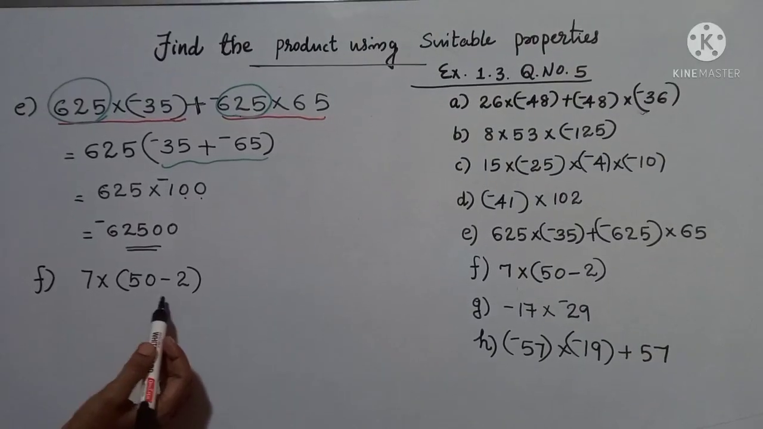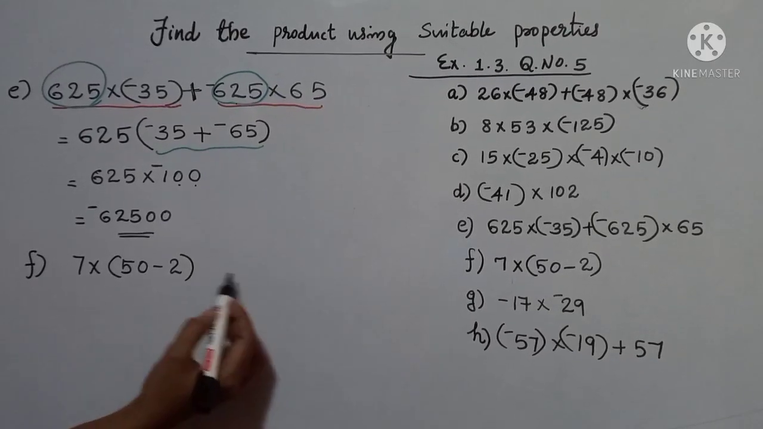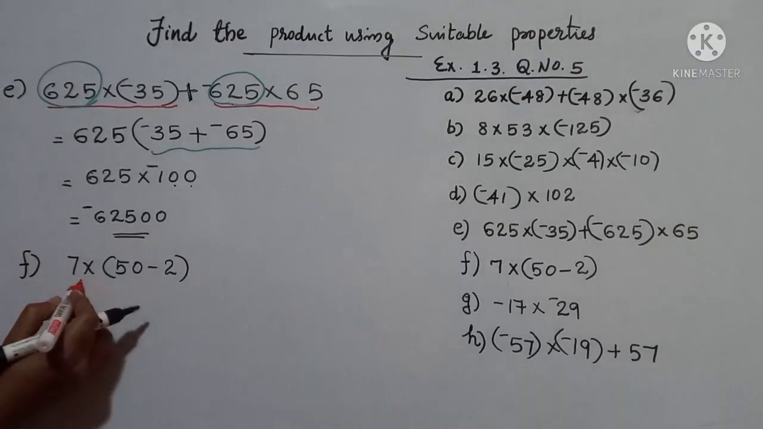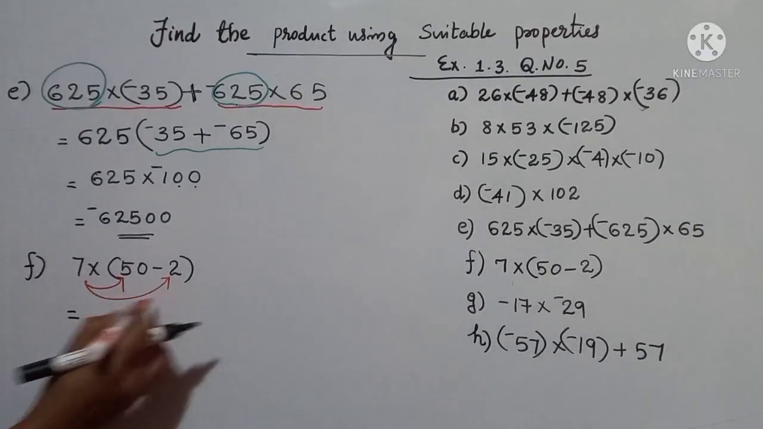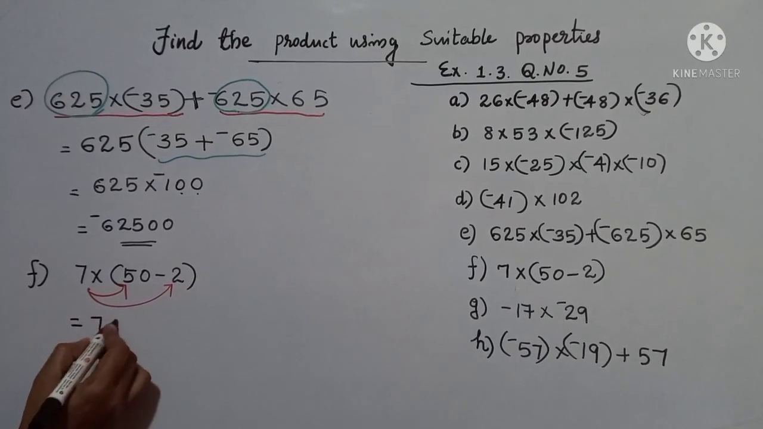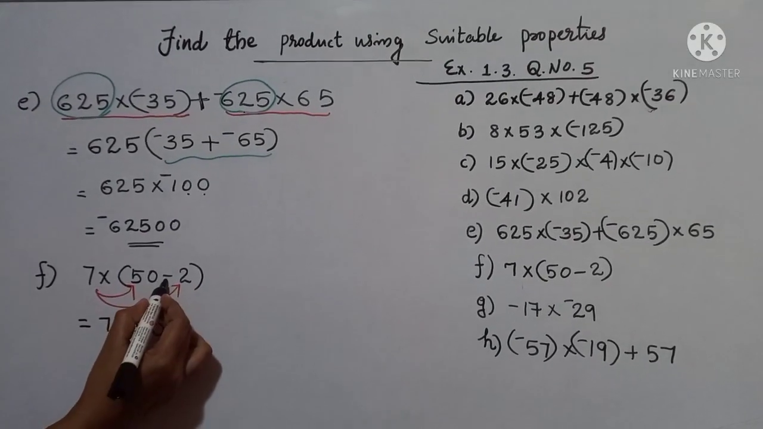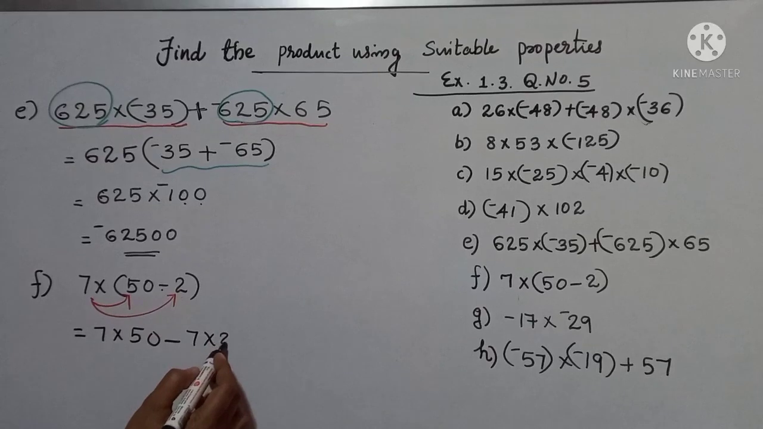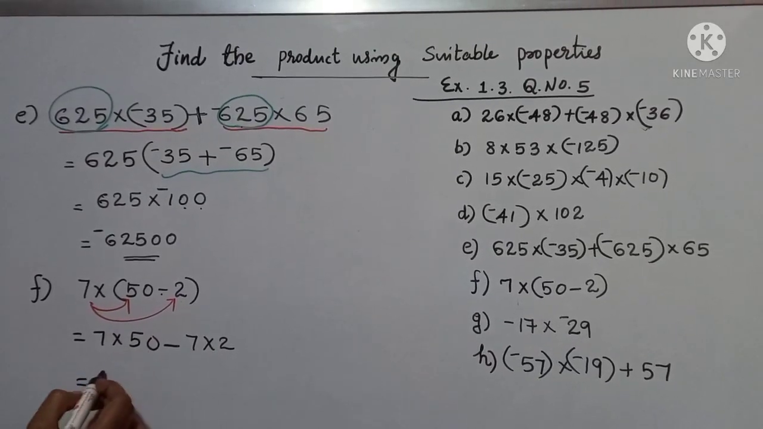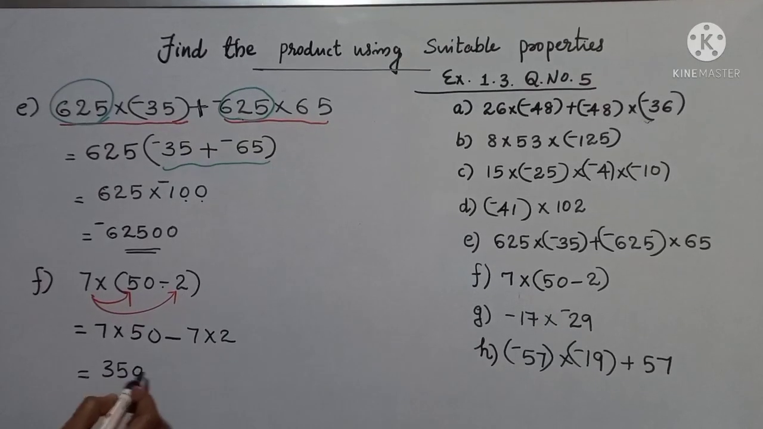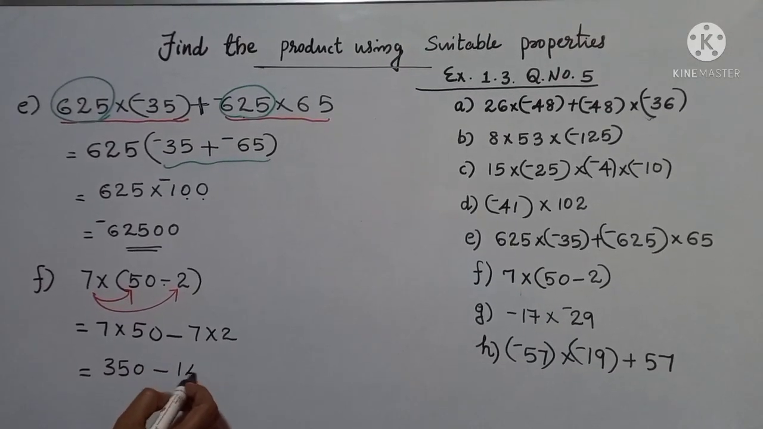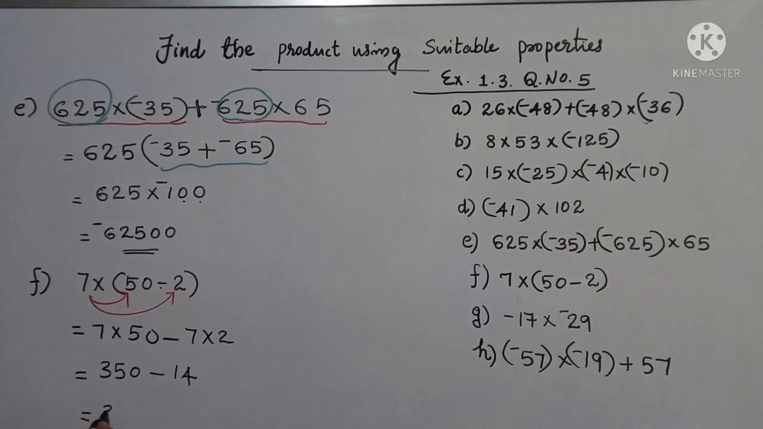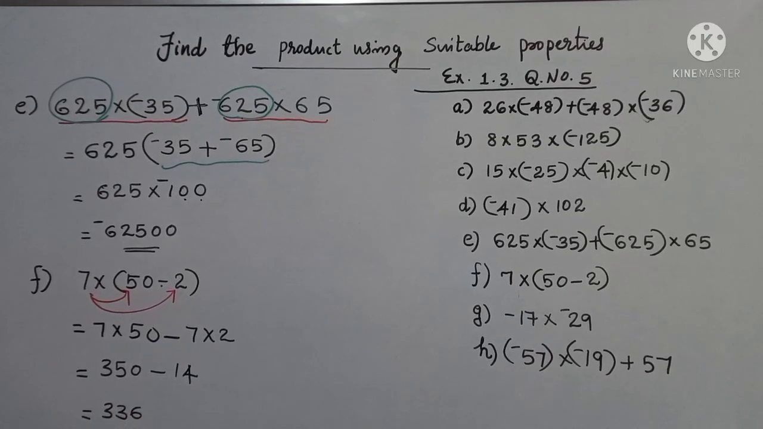Then the next question is 7 into 50 minus 2. It is already in the form of a into b minus c. Distributive property, we can apply that. That is equal to 7 into 50, open this bracket, 7 into 50. Then here it is minus, write that minus same way itself. Then 7 into 2. That is equal to 7 into 50, we know 350, minus 7 into 2 is 14. Then directly we can subtract. It is very easy. 350 minus 14 is 336. So the answer is 336.